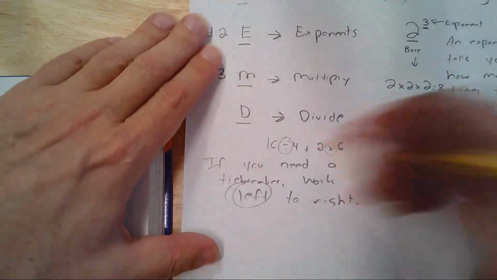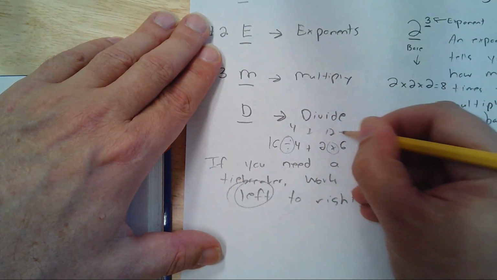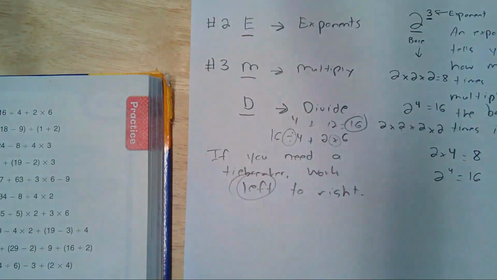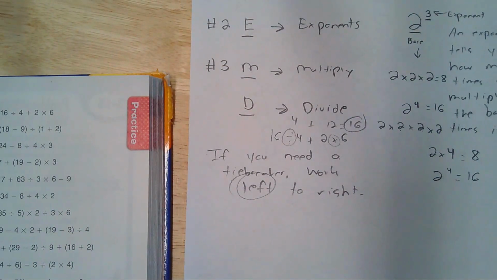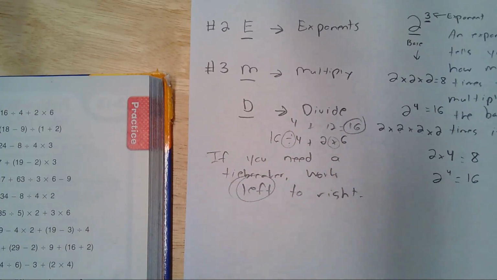So then I could do that. 16 divided by 4 is 4. 6 times 2 is 12. By the way, the answer to that one would be 16. 16 divided by 4 is 4. Next up, do my multiplying. 2 times 6 is 12. And then finally, finish it.